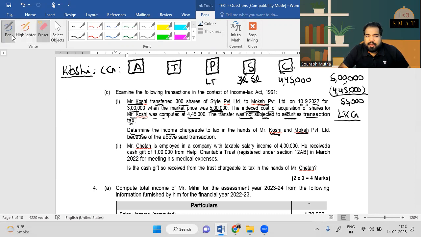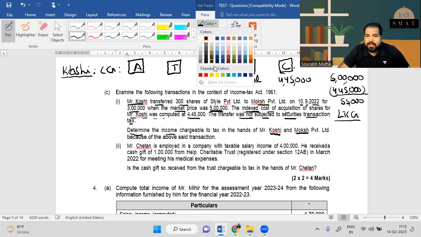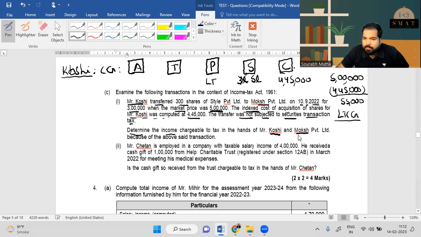Now I'm changing the ink because I'm going to the next discussion. The next discussion is basically for Moksh. So guys, now Moksh, he is getting some shares and he is getting it at less than market price. He's getting it for 3 lakh when the market value is 5 lakh. So is there a benefit? Yes, there is a benefit of 2 lakhs.